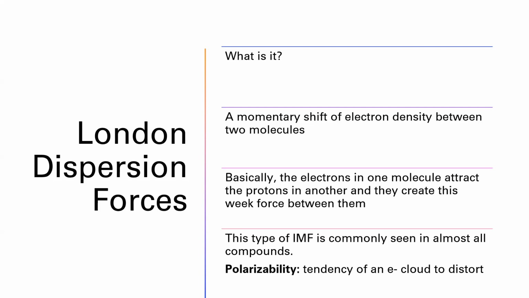The tendency for the electron cloud to do this is called polarizability. I may be saying that incorrectly. But as it says here, it's a tendency for the electron cloud to distort. And it's a momentary shift in electron density between two molecules. I like how it says momentary, because that reiterates how weak these are, and so they're very easy to break.